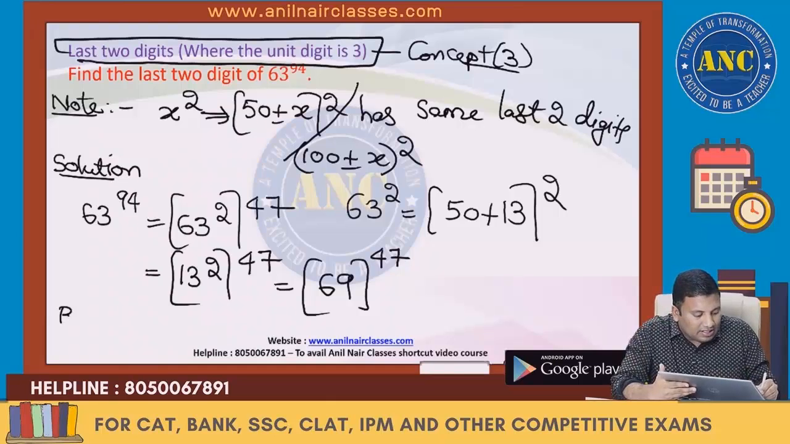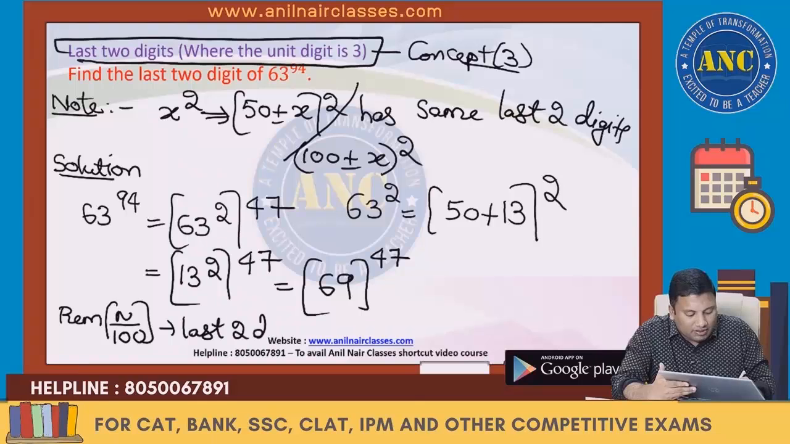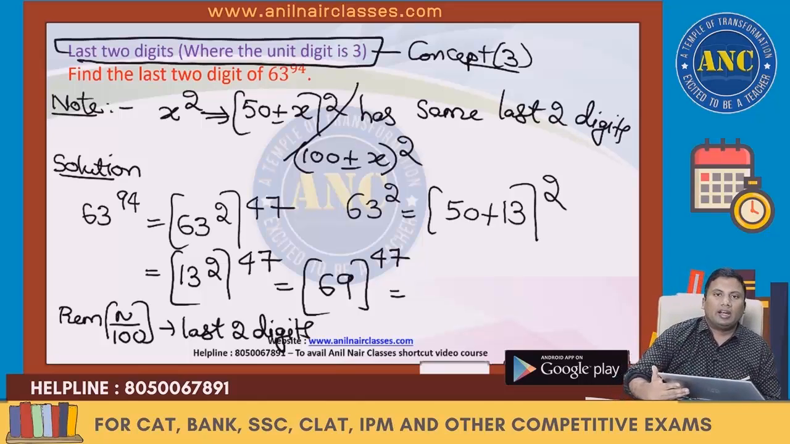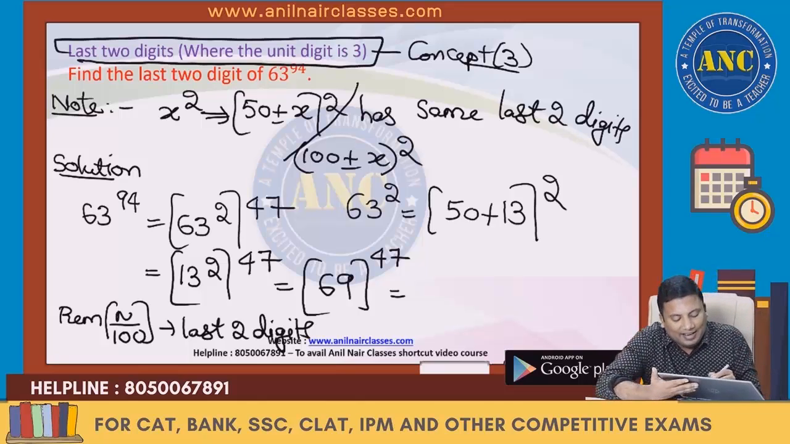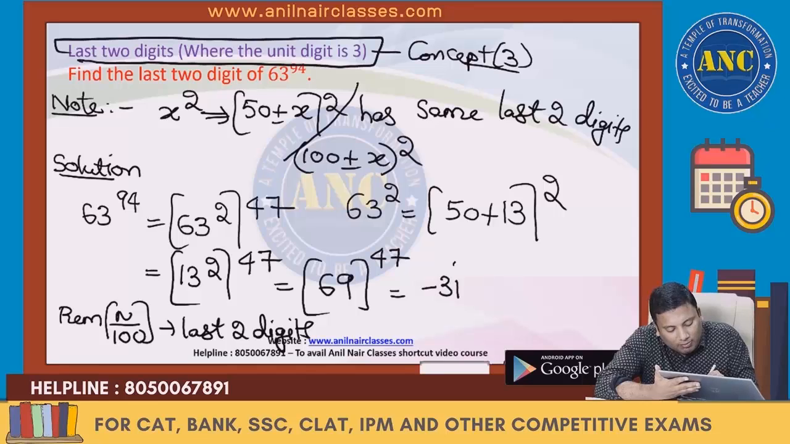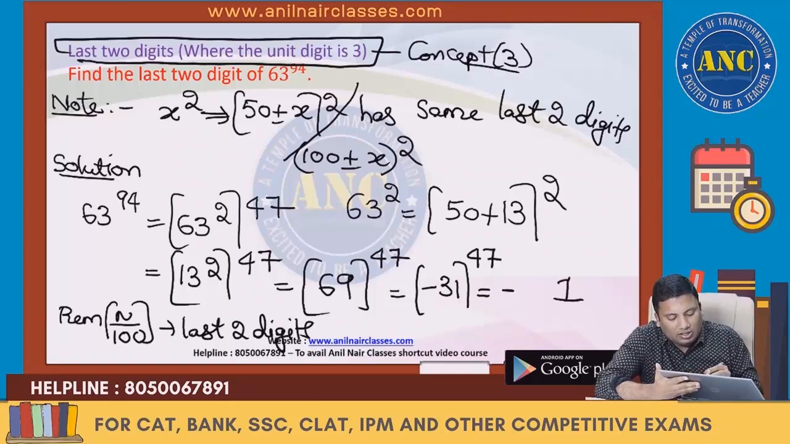69, we already discussed. When you divide a number by 100, you will get the last two digits of that number. 69 divided by 100: 100 ones are 100. Negative remainder is minus 31. Minus 31 power 47. Minus 1 power any odd number is minus 1.